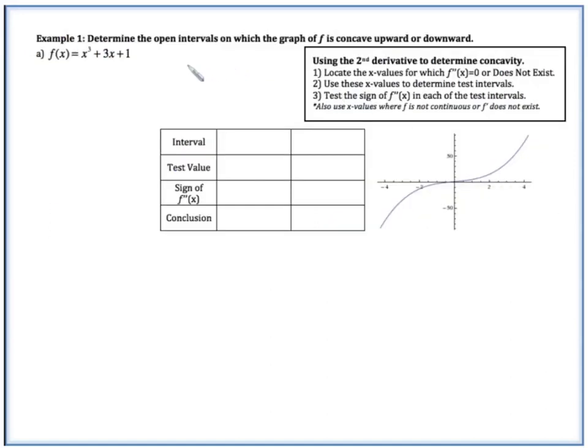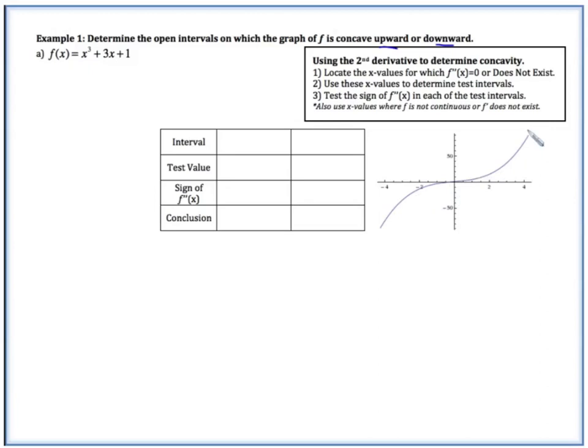So in our first example, it says determine the open intervals on which the graph of f is concave upward or downward. Now we can look at this graphically, and you can see here we kind of have this sloping down and then this curving up here. And so we might assume that it's concave down on this interval and concave up on this interval.